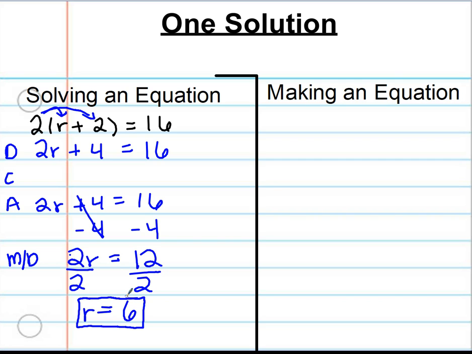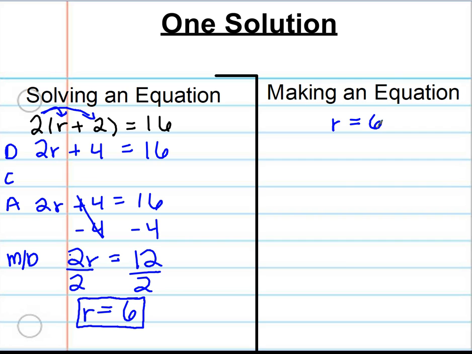Alright, when you start making an equation, you need to pick a variable and then pick a number. So I'm going to stick with the r equals 6. Okay, you can do anything. When I see your projects and your rough draft, I expect to see something other than r equals 6 because that's the example I used.